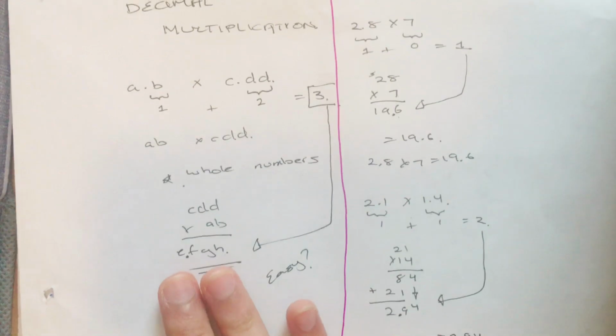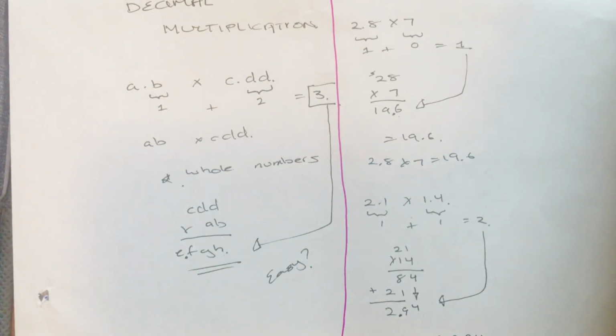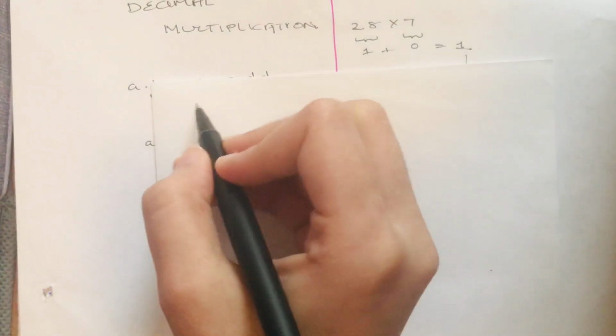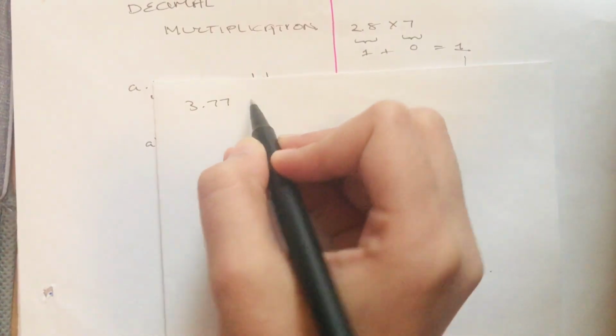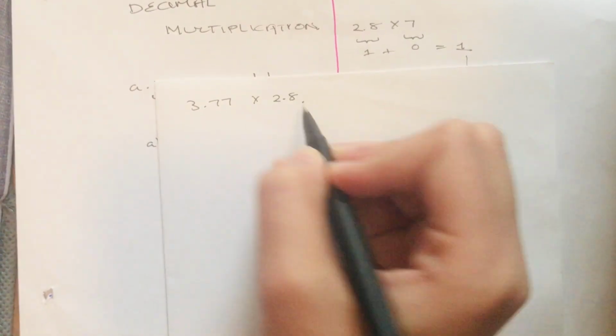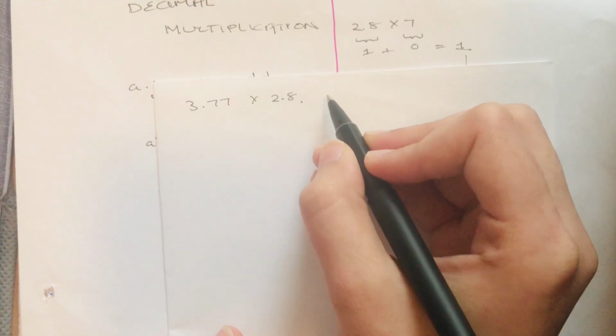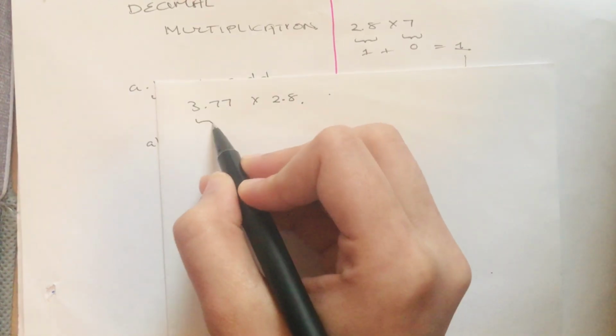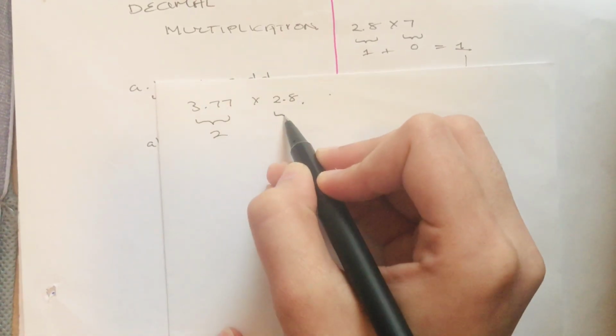Who believes in that? Okay, so my next example here is going to be a little bigger than my previous examples. So 3.77 multiplied by 2.8. Okay, let's go. So first you count the decimal points, that is 2. You count the decimal points, that is 1.